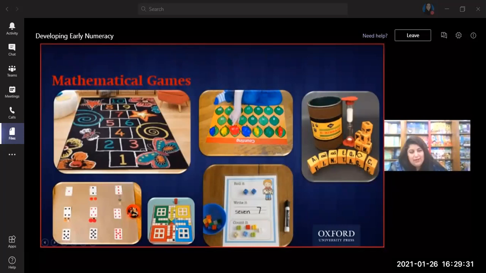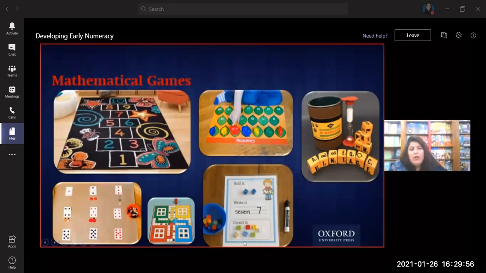Then in this activity, which is a very, very fun activity for children, they have to roll a dice, and whatever they get on the top face of the dice, they have to count those dots, and the total would be written here as 7, and then they would have 7 objects in this square.